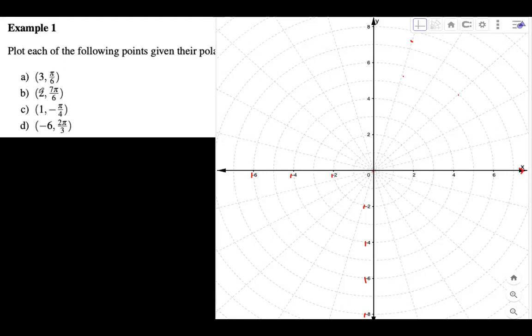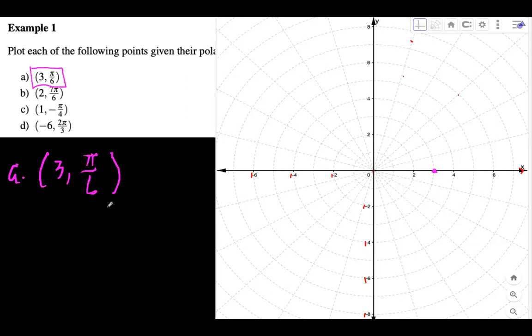Okay, now for example, class, we have this. Letter A, our point is... dapat alam niyo kung paano mag-plot eh. Letter A, let's say the point is 3, pi over 6. Now, alam natin class, 3 yung radius natin. So dito muna tayo mag-start. So, bibilang tayo ng circle. 1, 2, 3. So nandito siya. Diba? But it's not yet the final point kasi radius lang siya eh.